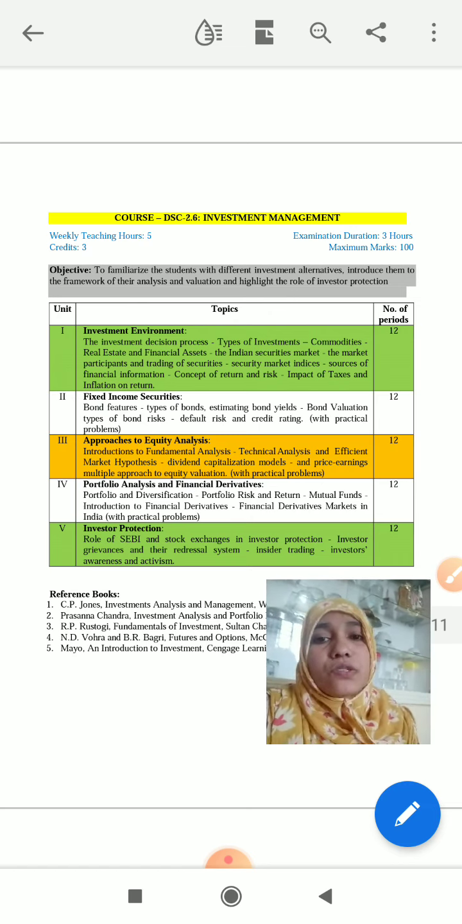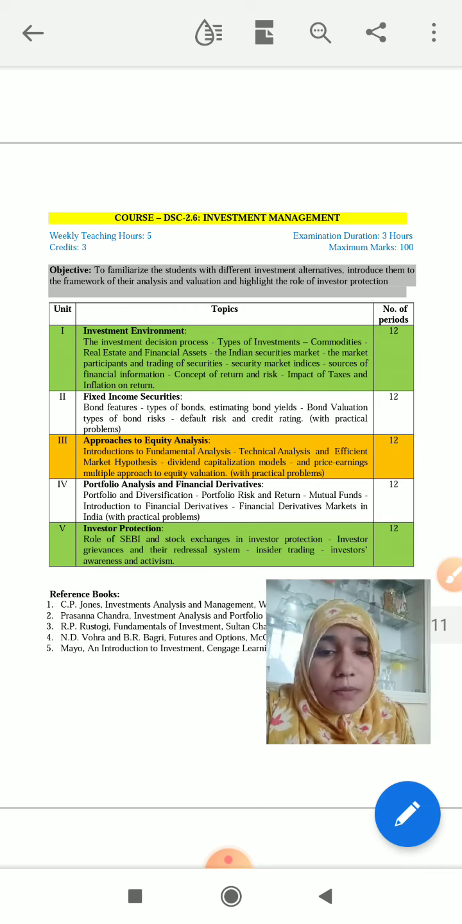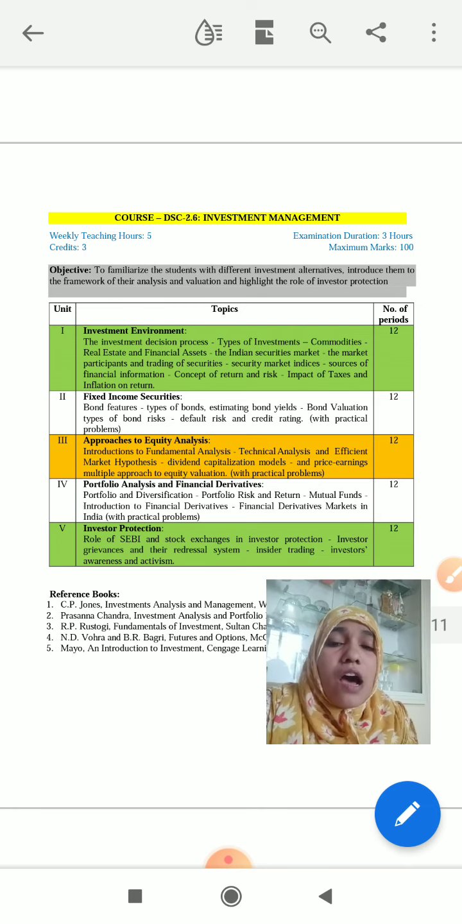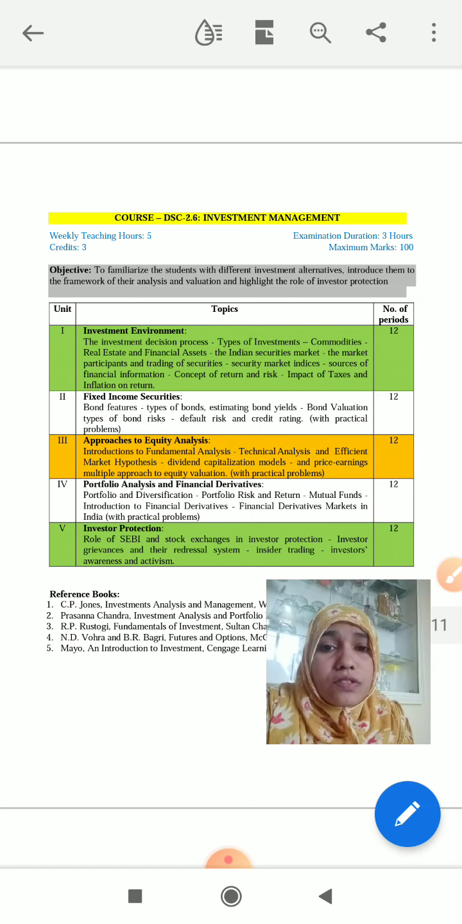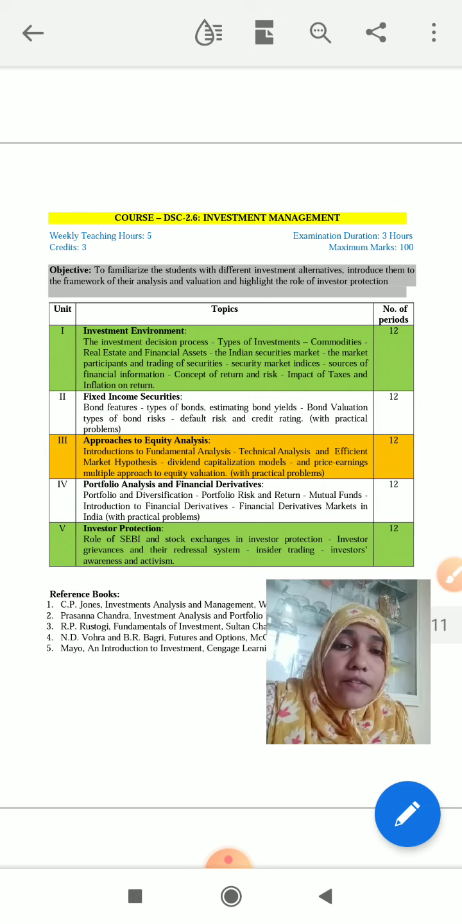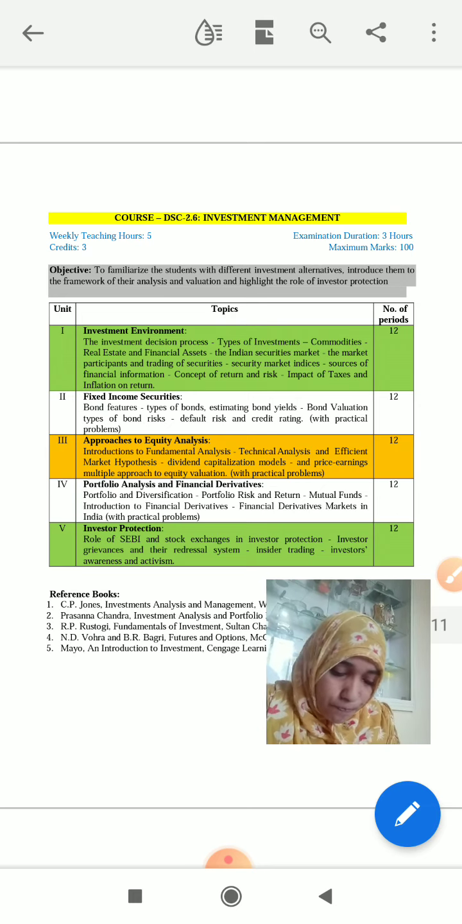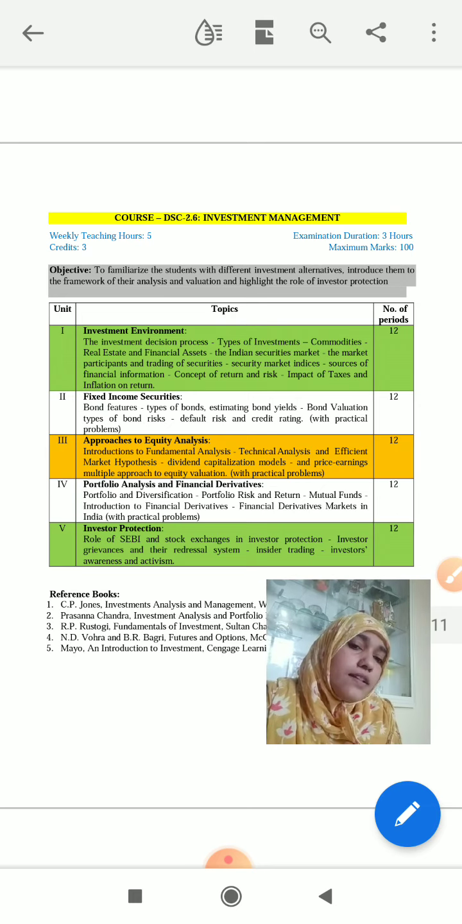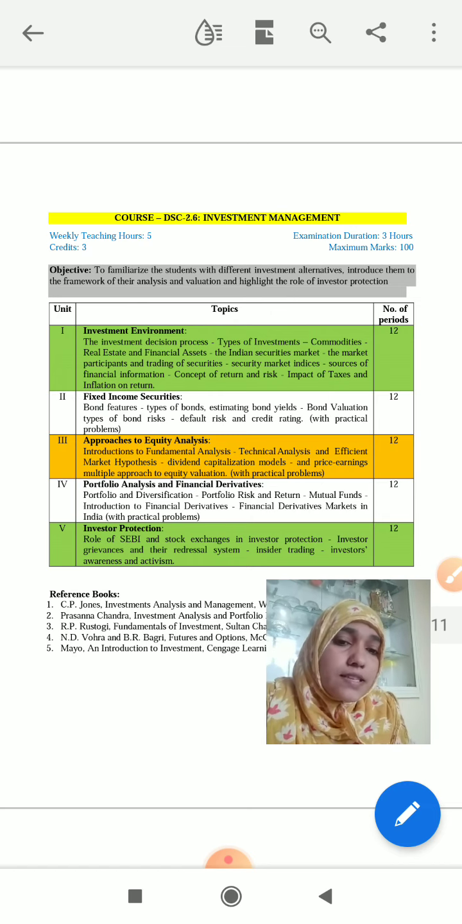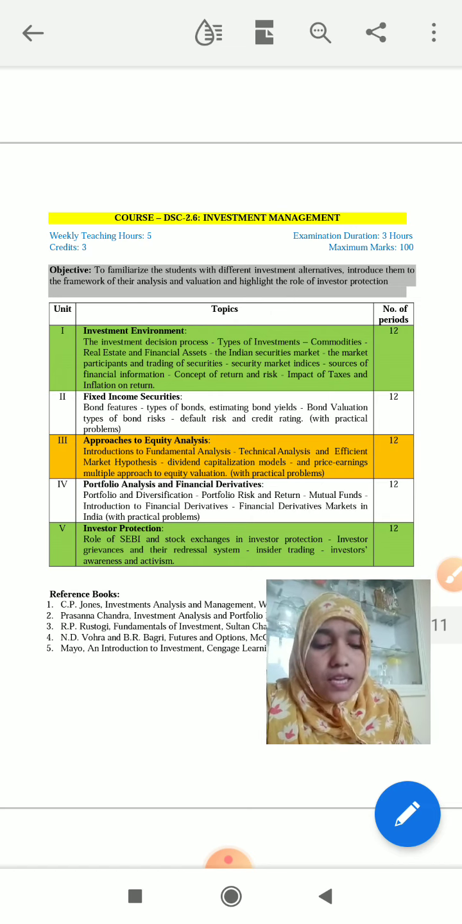So my dear students, in this chapter we'll get to know the meaning of investment and what types come in the form of investment, and how we get return and risk. Now let's move to the simple meaning, not in detail. We are going to have a brief discussion here about investment.